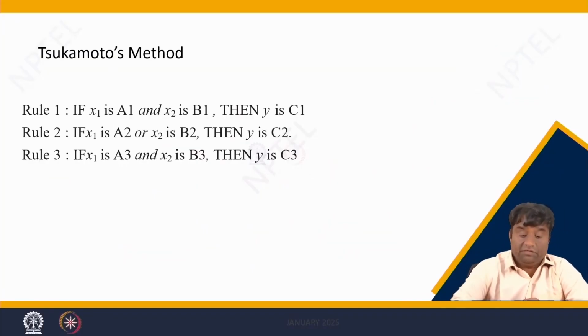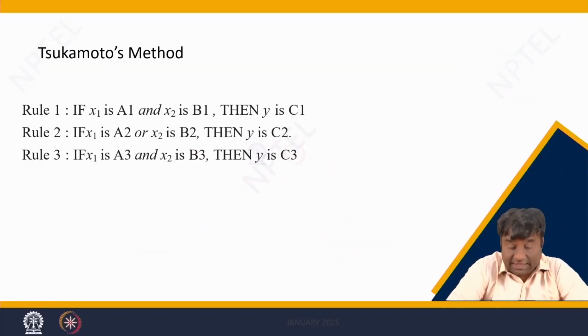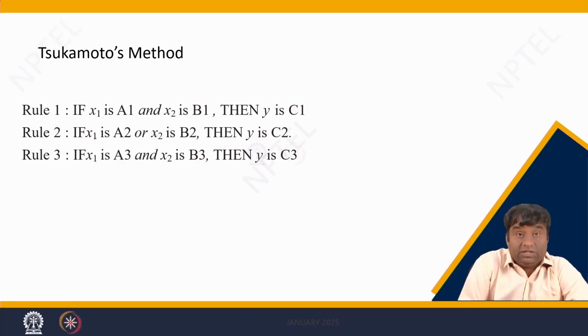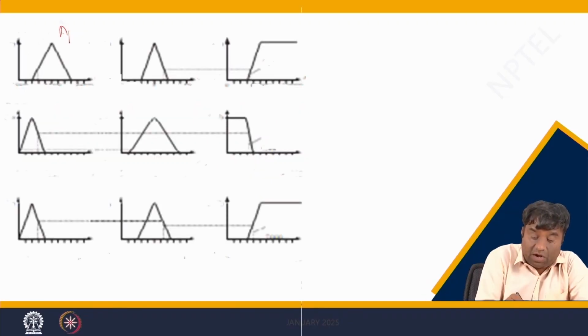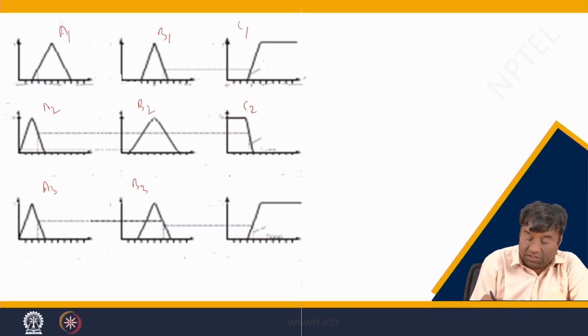Now in Sukamoto, it is the same thing: if x1 is a1 and x2 is b1, then y is c1. If x1 is a2 or x2 is b2, then y is c2. Rule 3 is that if x1 is a3 and x2 is b3, then y is c3. So this is the value of a1, b1, c1, a2, b2, c2. This is a3, b3, c3. With proper scale, we will get the fuzzy sets.